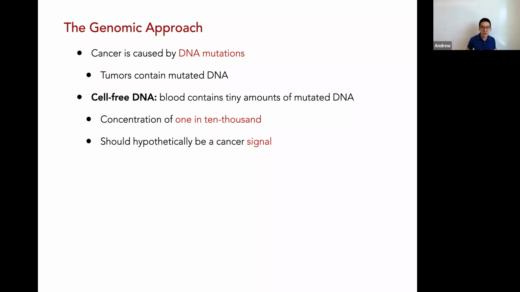Right? So I should be able to draw blood from anywhere in my body, sequence that DNA and say, wait a second, this is the DNA that would have caused a lung tumor to begin with. That means Andrew has lung cancer. That's the basic idea.